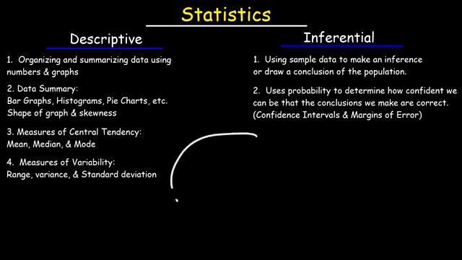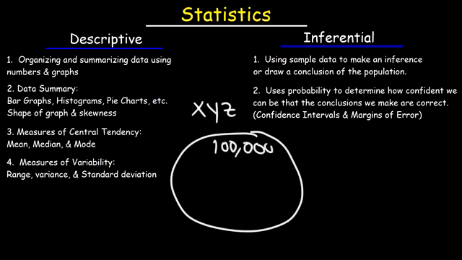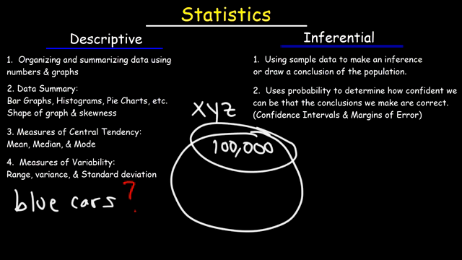Let's say in city XYZ, the population is 100,000. Now, let's say we wish to make a test. How many people in this city like blue cars? How can we find the answer to this question? Now, it would be unreasonable for us to ask every citizen in this city if they prefer to purchase a blue car, because that means you have to ask 100,000 people, and that's just not practical.